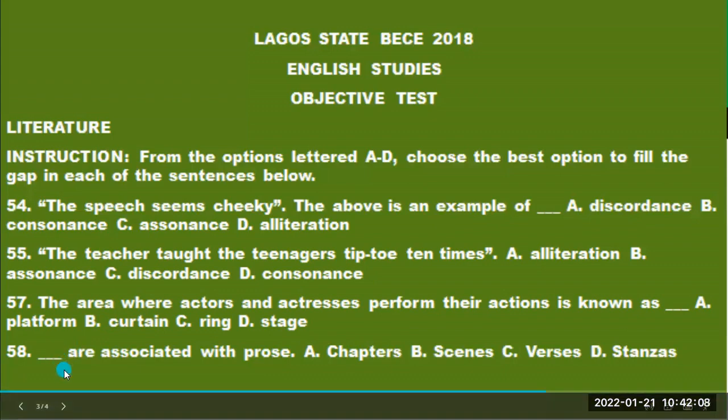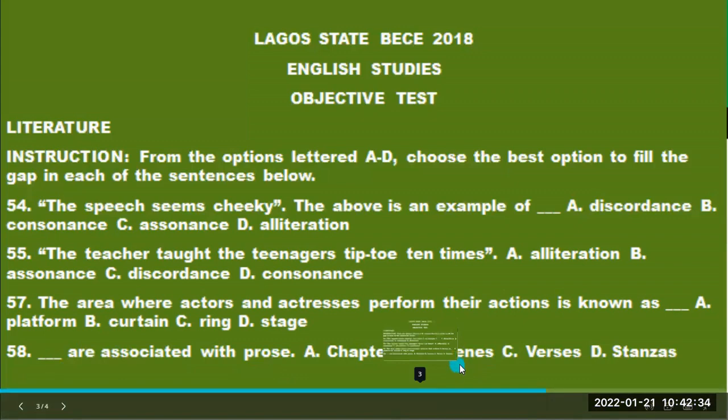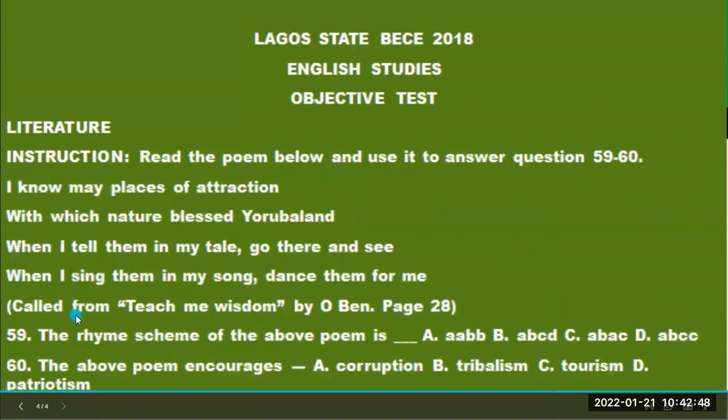Then 58: dash are associated with prose. When you are talking of prose, like novels, short stories, novellas, it is chapters. When you write prose, you write in chapters. An essay is an example of prose, and chapters are associated with prose. When you talk of scenes, you talk of drama or play. Verses refer to poetry or poems, and stanzas also refer to poems or poetry. So that's the way it is.